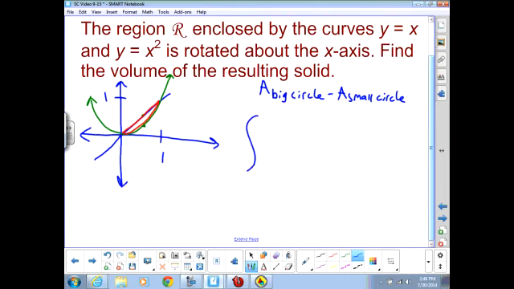So let's go through our process. First off, we need our slice, or the rectangle to represent the slice, which always goes perpendicular to the line you're rotating around. We were rotating around the x-axis, so we'll draw it like that. The thickness of that slice changes in the x direction. That tells us that we're doing dx. Now we need x values for our integral, so we need to know which x values bound our region. Our functions intersect at (0,0) and (1,1), so our x values are 0 to 1.